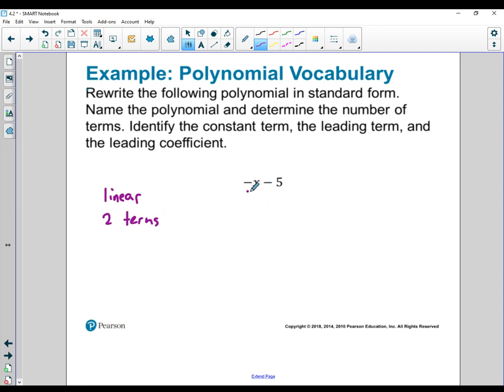Remember I said terms are broken up by addition and subtraction, 1, 2. The constant term is -5, right? Just the number. And the leading coefficient is an invisible -1. What's multiplied to that x? So that's the leading coefficient.